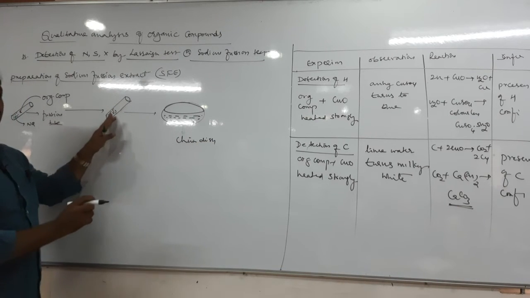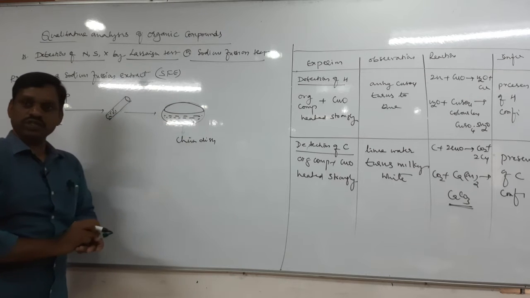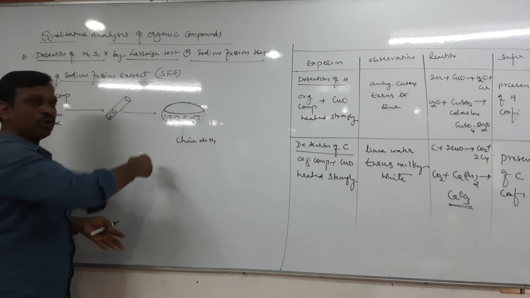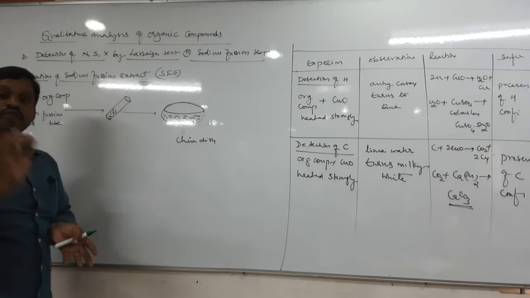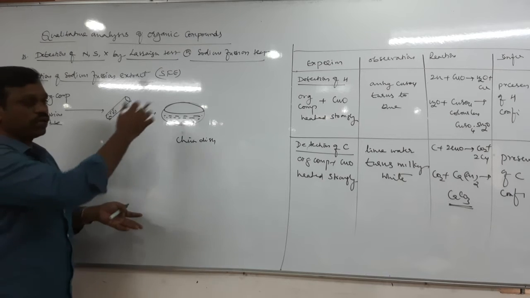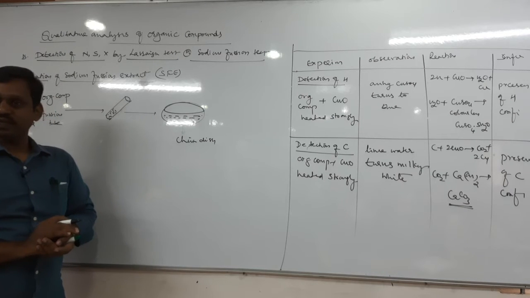Right, so this red hot tube is poured into the china dish, and it is crushed as well as cooled. Then later it is filtered. The filtrate is called SFE, sodium fusion extract. Do you understand?